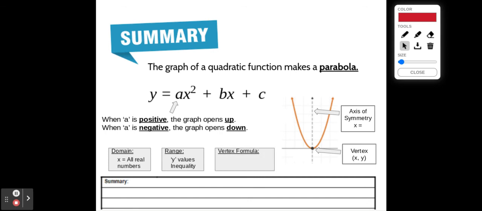Then lastly, we looked at the vertex formula. In order to find the vertex, we use the equation x equals negative b divided by 2a. That gave us the x coordinate of the vertex, and from that we could then plug it into the function and get the y coordinate. That's the very first point that you find when you're graphing a parabola without using a calculator, so by hand. So we're not using a graphing calculator if we do it on paper.